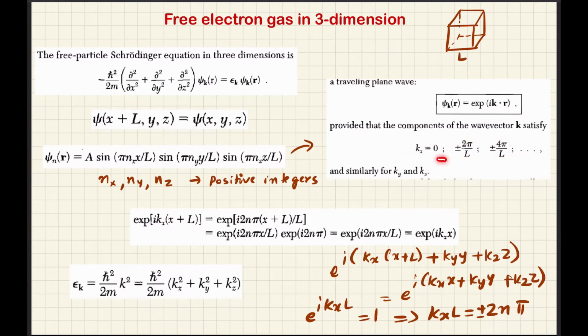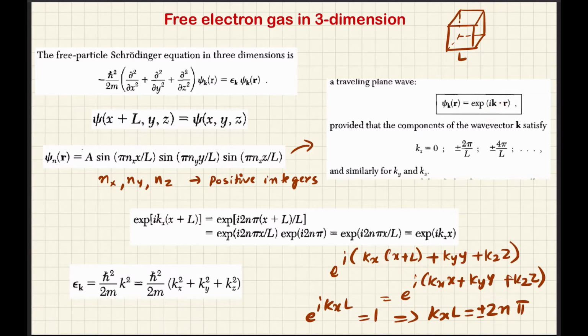So, these are all quantized values. It cannot take any arbitrary value. k x, and similarly k y and k z, all obey values of this form. There will be plus values as well as minus sign values.